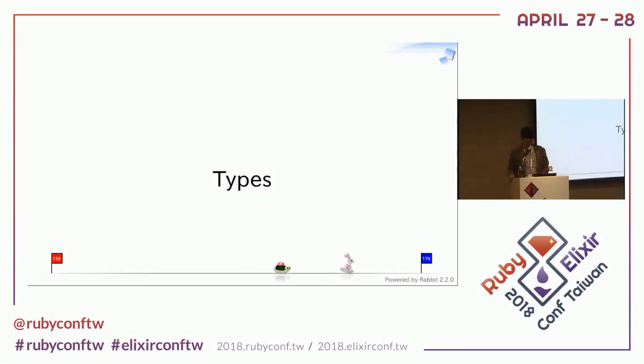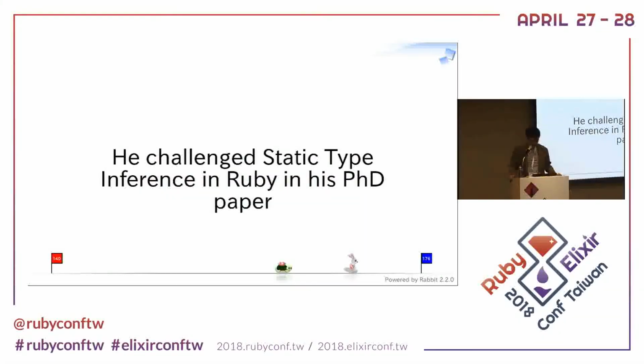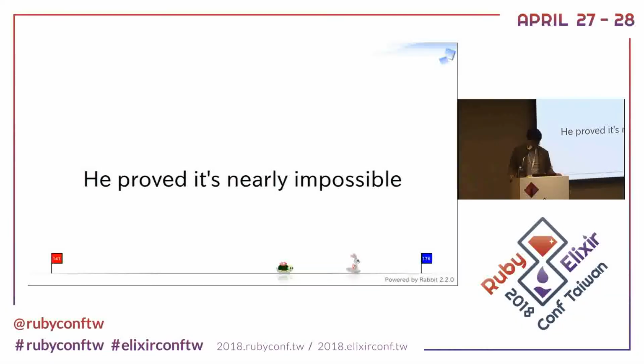Types. Yukihiro Matsumoto, who must be here, there. He challenged static type information in Ruby in his PhD paper, and he did terrific work. Yeah, and he proved it's nearly impossible.